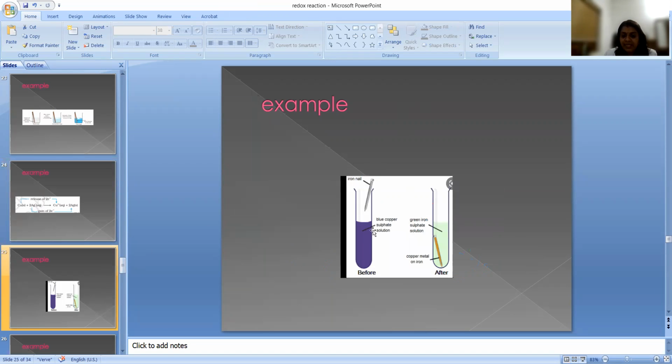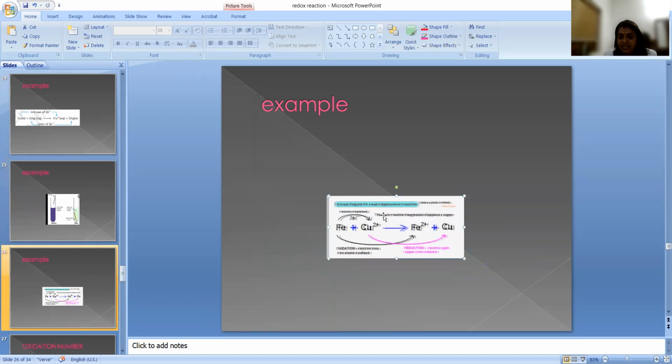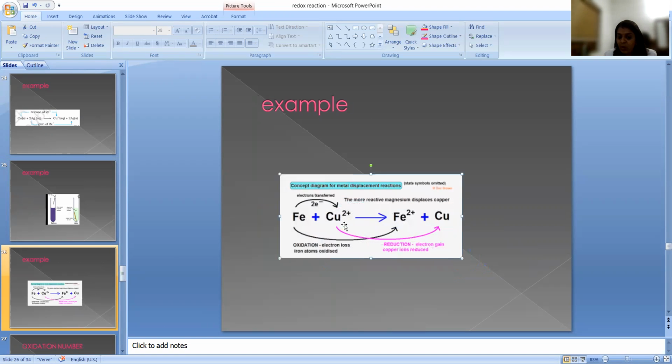Now another example is there. Before, it was blue in color, this is blue copper sulfate. When we put an iron nail in blue copper sulfate, it becomes green in color. What is the reason? The copper metal will deposit over the iron metal. This is the reaction taking place when Fe is put inside copper sulfate. Fe will displace the copper, so that Fe becomes Fe2+ and copper will form. This copper formed will deposit over the iron. That is why we are getting a brown color. Ferrous sulfate has a green color and copper sulfate has a blue color. So the blue color will become green because of the formation of ferrous sulfate.